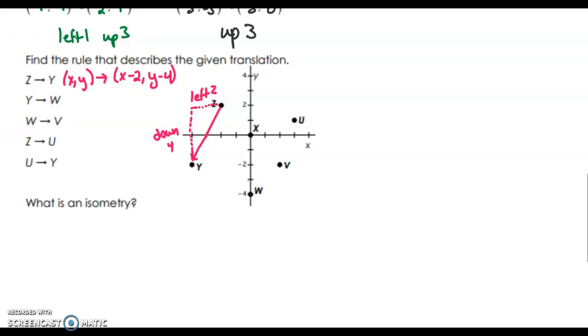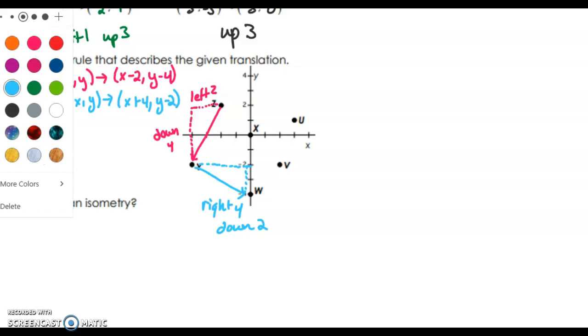All right, so let's look at, it says y to w. Okay, y to w is right here. So let's look at the change. So we're doing horizontal change first. So it goes to the right 4 and then down 2. So right 4, down 2. Okay, so how that changes, the right 4, that's the horizontal change, so that's x plus 4. And the down 2 is y minus 2 because that's a vertical change. All right, let's go ahead and try another one together.